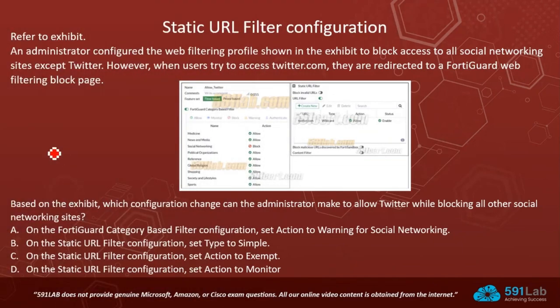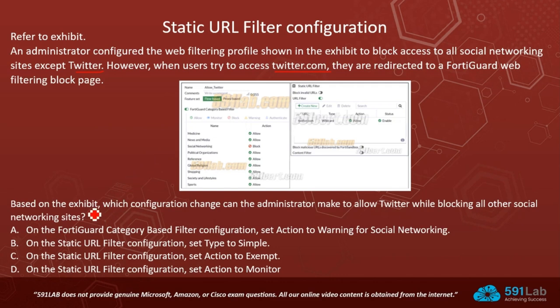Okay, let's go to the next question. Refer to the exhibit. An administrator configured the web filtering profile shown in the exhibit to block access to all social network sites except Twitter. However, when users try to access twitter.com, they are redirected to a FortiGuard web filtering block page. Based on the exhibit, which configuration changes can the administrator make to allow Twitter while blocking all other social network sites? Okay, hope you understand the question clearly.